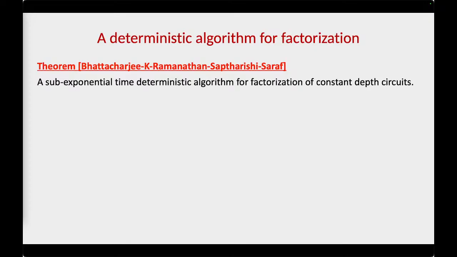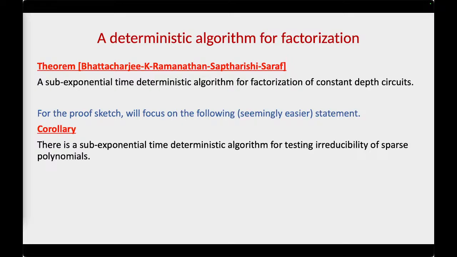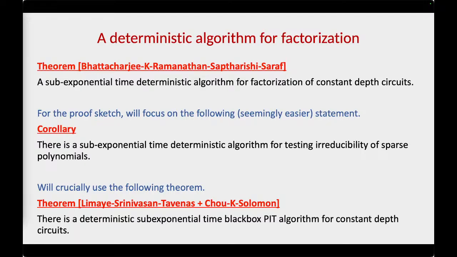Great. So this is the deterministic algorithm for factorization of constant depth circuits. I am going to focus on the question of testing irreducibility of sparse polynomials, and that's the problem we should have in mind as we go through this. And we'll crucially use the following theorem: we have deterministic sub-exponential time black box PIT algorithms for constant depth circuits. So this is something that's going to be useful for us. We will essentially have to use the full power of this theorem even when we are testing irreducibility of sparse polynomials. We don't know how to do any better.